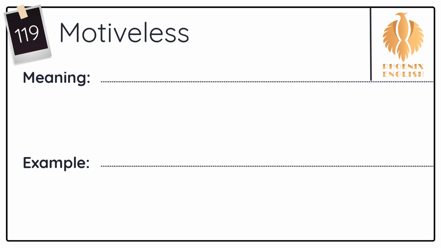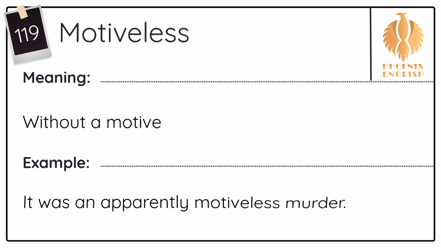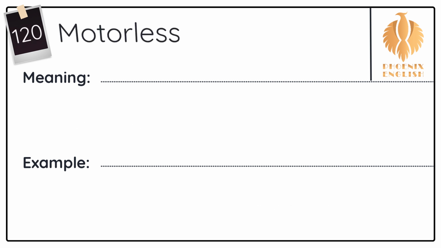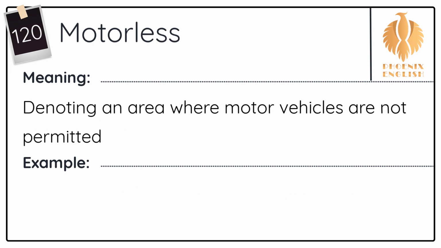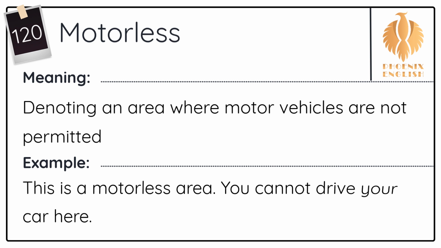Motiveless. Without a motive. It was an apparently motiveless murder. Motorless. First meaning: lacking a motor. Gliding, sometimes called soaring, is motorless flight. Second meaning: denoting an area where motor vehicles are not permitted. This is a motorless area. You cannot drive your car here.